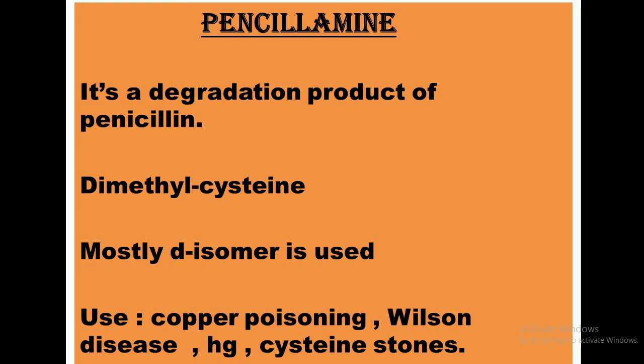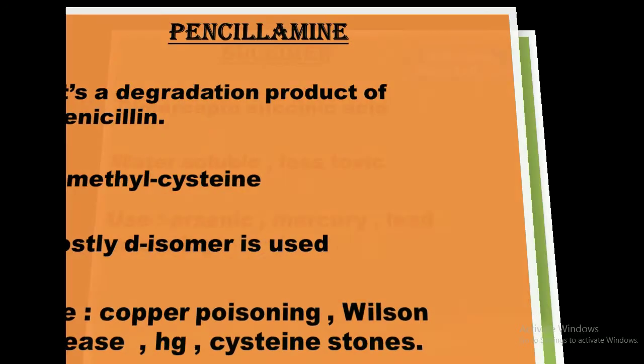When this ceruloplasmin protein is deficient in the body, copper cannot be driven out. To drive the copper out, we need an antidote. So penicillamine can be used as an antidote for Wilson's disease, as it drives out the excess copper from the body. So this is all about penicillamine.